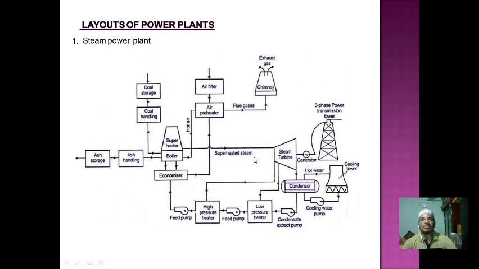Then the superheated steam goes to the turbine, then to the generator, and the generator produces the energy. That energy is called power energy. That power energy goes to the three phase power transmission tower. The remaining steam goes to the condenser, and then the process goes on again. This is called a cyclic process.